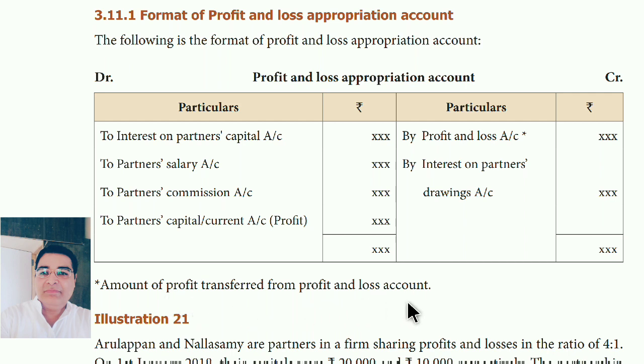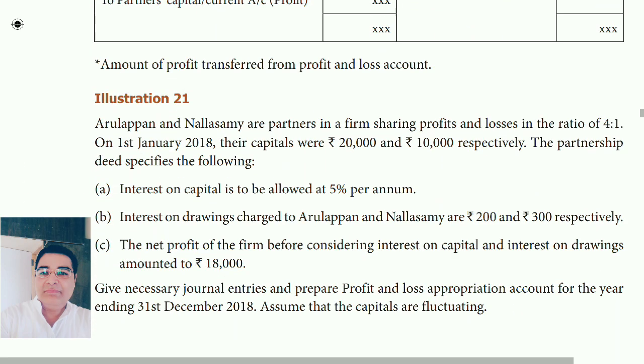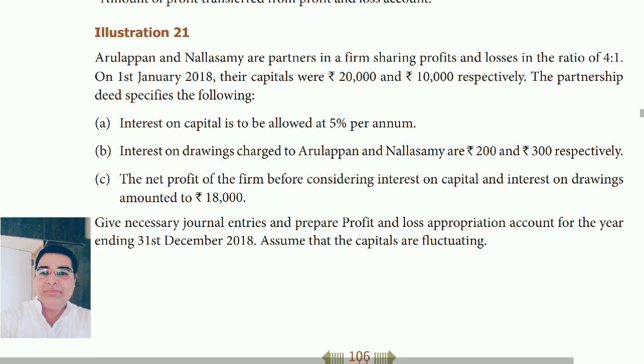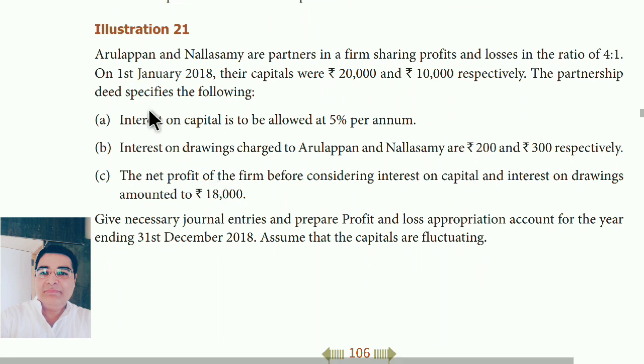Now see illustration 21. Very easy sum, easy to score 5 marks in this sum. How to pass this entry? First, we have to read the question properly and thoroughly.